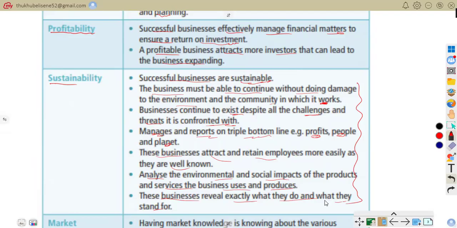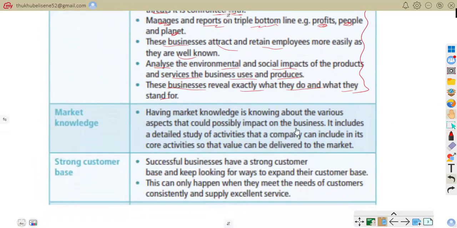A clothing company uses environmentally friendly materials and ensures workers are treated fairly. That is when we make an example. So that is in short what we are trying to say. All this in short, it means that we should consider how our products are going to affect the people, society, as well as the environment. In short, the triple bottom line. So let us move on to market knowledge.